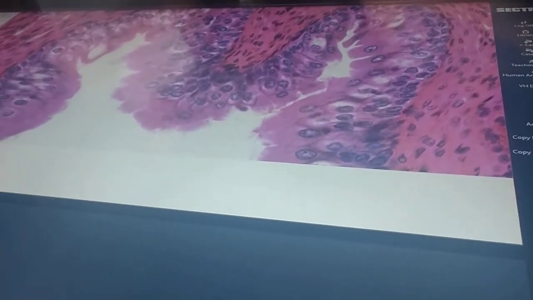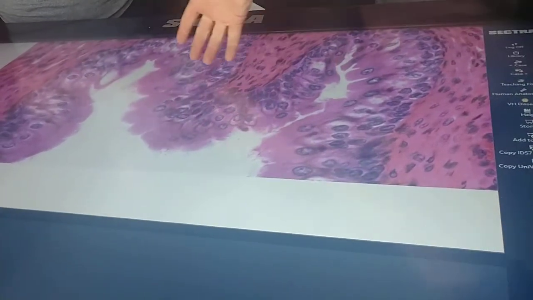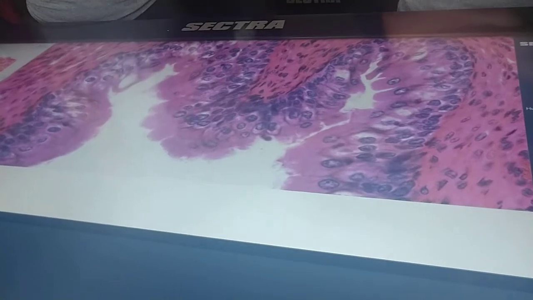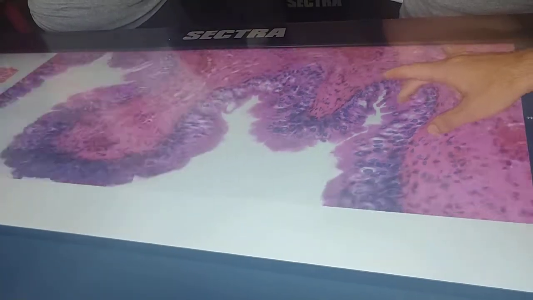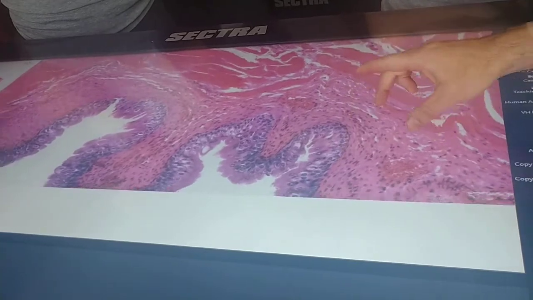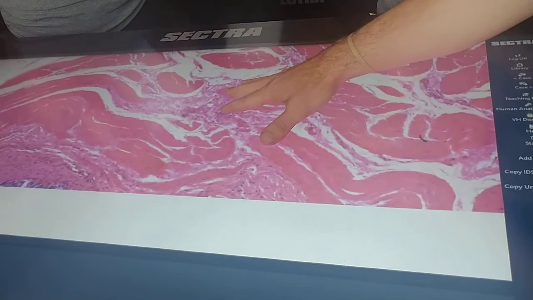That's the transitional, right? Transitional epithelium. It's the only place in the body that we have it. But see, this is big cloudy epithelium here, so that it's able to stretch, right? So that's my transitional epithelium. And then you see what? That's smooth muscle, exactly. You have this smooth muscle.